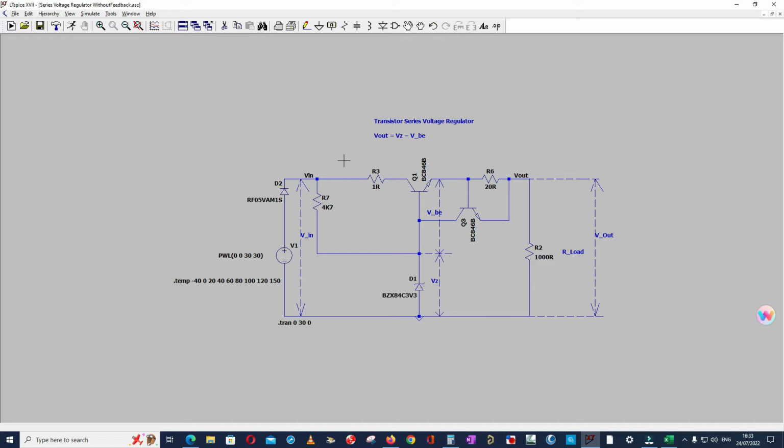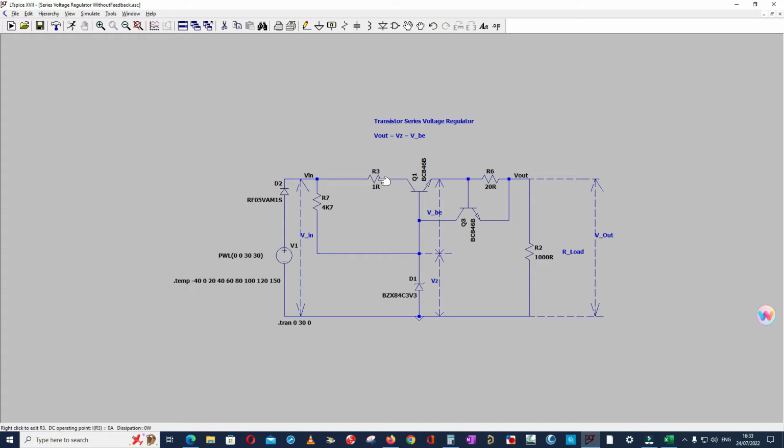As you can see, this is my supply voltage, then I have a reverse voltage protection. I used diode D2 here. Then R7 is used to control the current flowing through the Zener diode and through the base of this Q1. Then R3 I use to distribute the power, to take some power away from this transistor Q1. That's why I use R3.